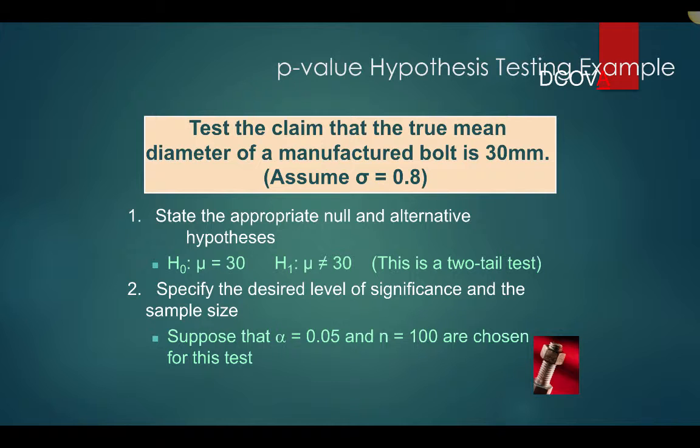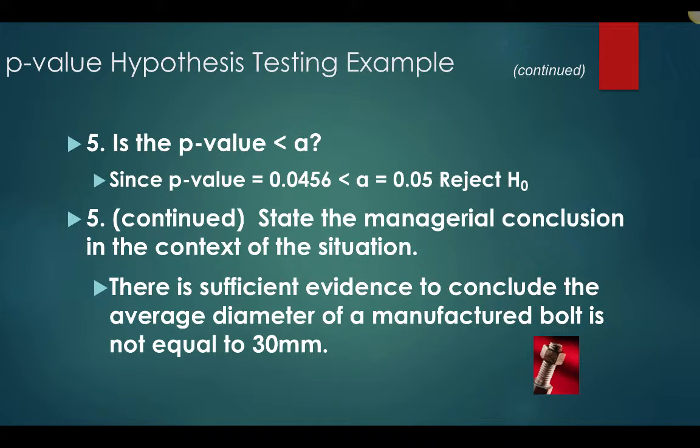Is the p-value under alpha? So in this case, it's going to be 0.0456, which is under alpha. We would reject the null hypothesis. State the managerial conclusion in the context of the situation. So basically, it's a conclusion. There is sufficient evidence to conclude that the average diameter of a manufactured bolt is not equal to 30 millimeters.